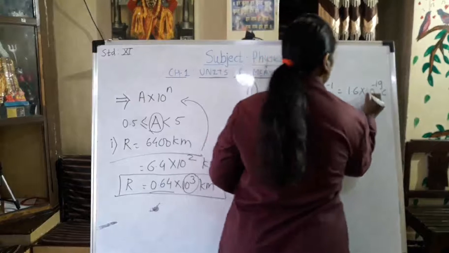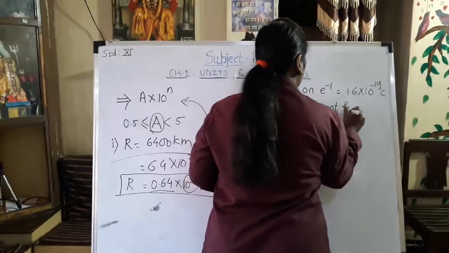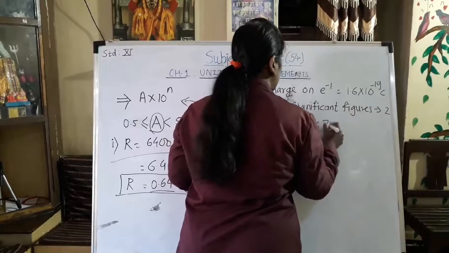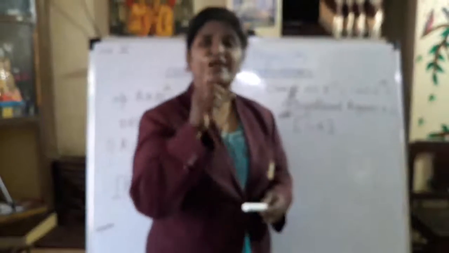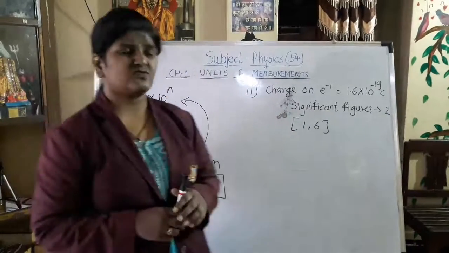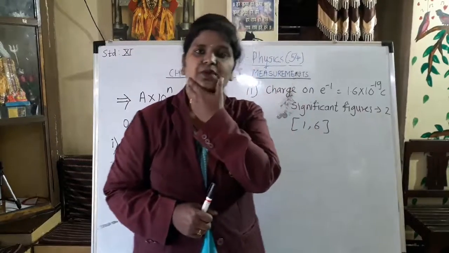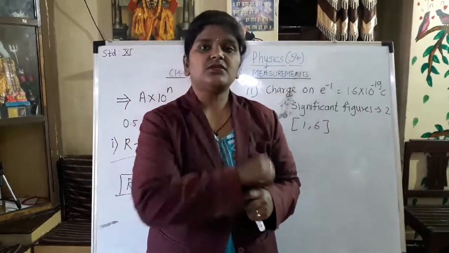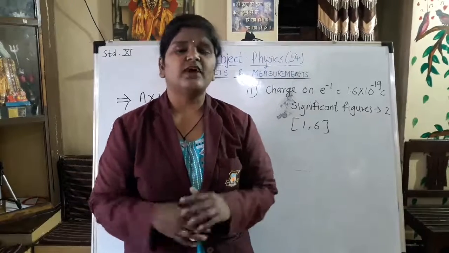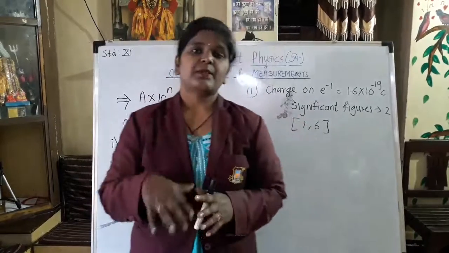So what are the significant figures in this number? In this number, significant figures are 2. Which are they? 1 and 6. And what is the order of magnitude? It is minus 19. So I hope you all got this concept of significant figures. What is the basic way to remember significant figures? Any number which is giving certainty in measurement is nothing but significant figures. But you have to follow the rules to define significant figures that we have studied in this particular part.